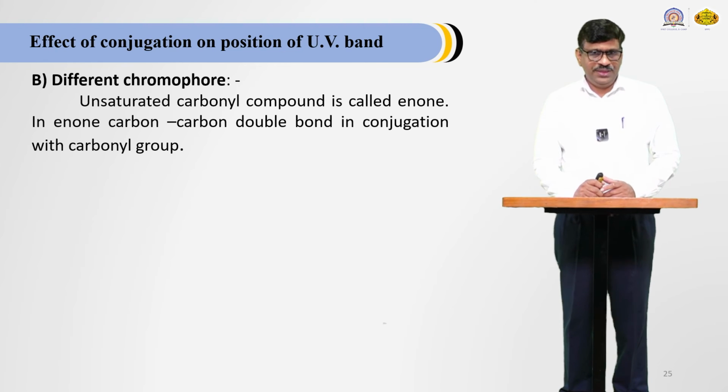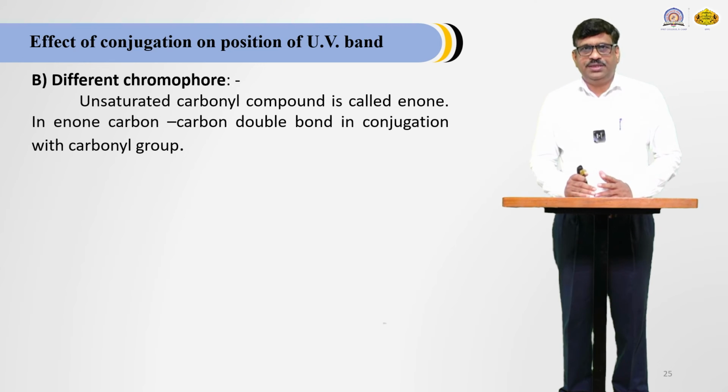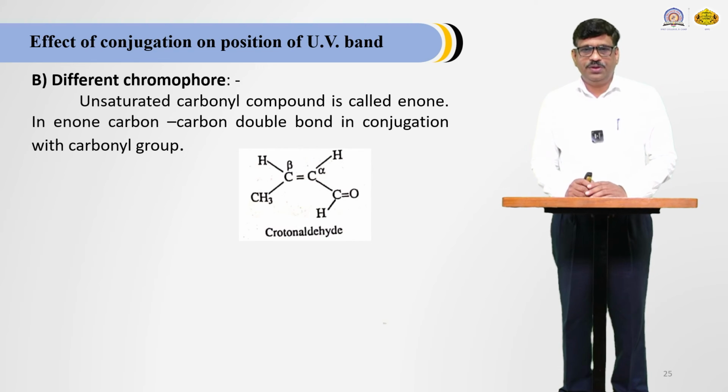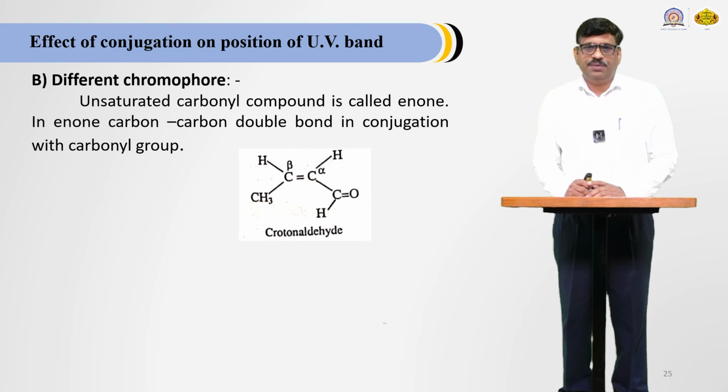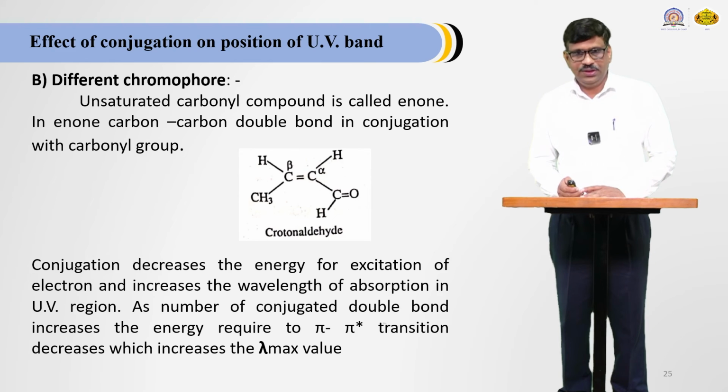Now, a different chromophore means the enone system. As we already discussed, in enone, an alpha beta unsaturated carbon-carbon double bond is present in conjugation with the carbonyl group. Unsaturated carbonyl compounds are called enone systems, and this is the example crotonaldehyde. Aldehyde is the functional group, and there is a carbon-carbon double bond present in conjugation with that carbonyl group, and it is an alpha beta unsaturated carbonyl compound, that is called enone.